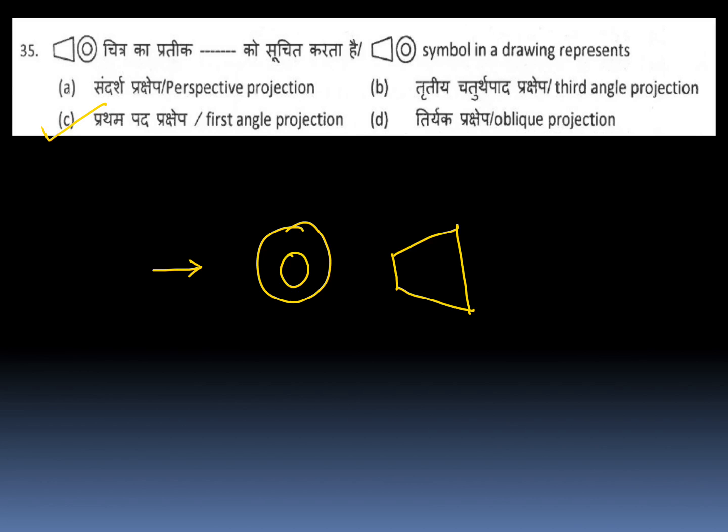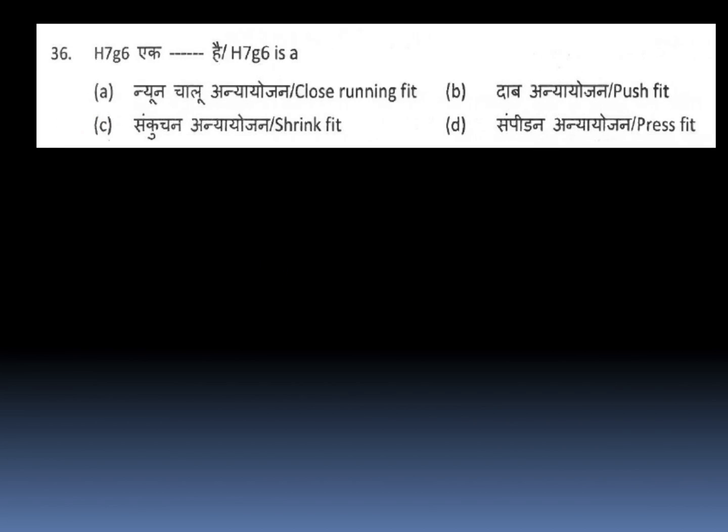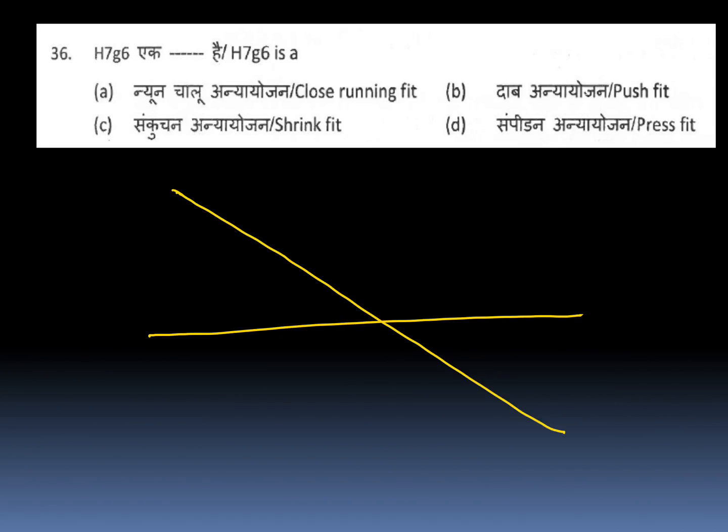H7 G6. Capital represents hole and small letter represents shaft. So this is your basic size or zero line. Then hole, this side, shaft. This is for hole. This is for shaft. This is the zero line.